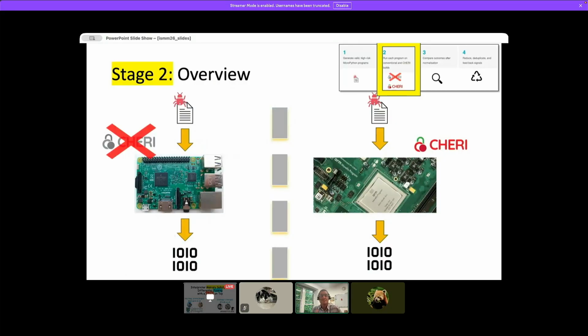So the second stage then is this dual lane execution, where we run our potentially problematic Python programs on non-CHERI systems like this Raspberry Pi here and see what output we get, and also on CHERI memory safe systems and see what output we get. So MicroPython is running on top of one of these platforms, and we're going to see what the outputs are and capture things like standard out and standard error and maybe stack traces of errors and so on.